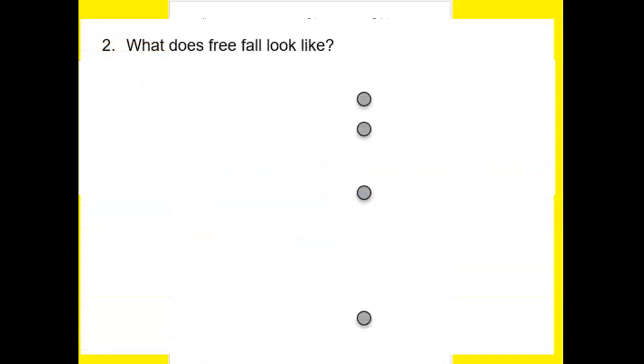Free fall looks like this. If I take an object and throw it up in the air, at the moment it reaches its highest peak before it starts to fall, at that first second, it's not moving, it stops. So at 0 seconds, it's 0 meters per second. As soon as it starts to fall towards Earth, on the first second it's moving at a speed of 9.8 meters per second. At the second second, it's moving at 19.6 meters per second. By the third second, it's moving at 29.4 meters per second.